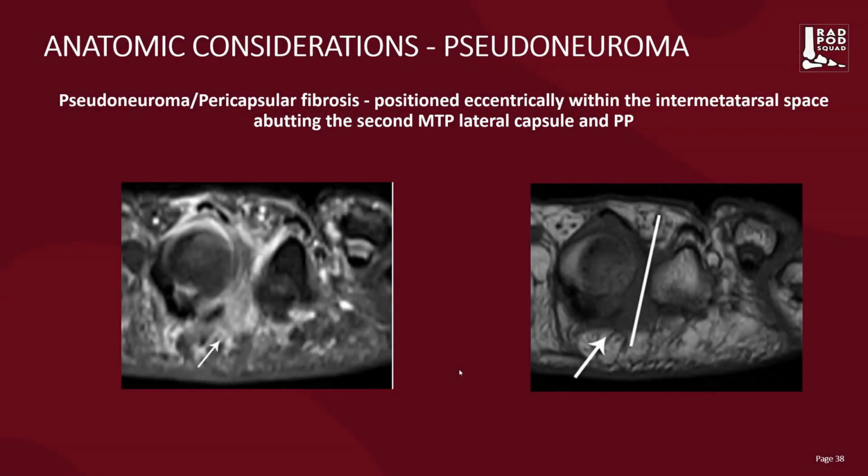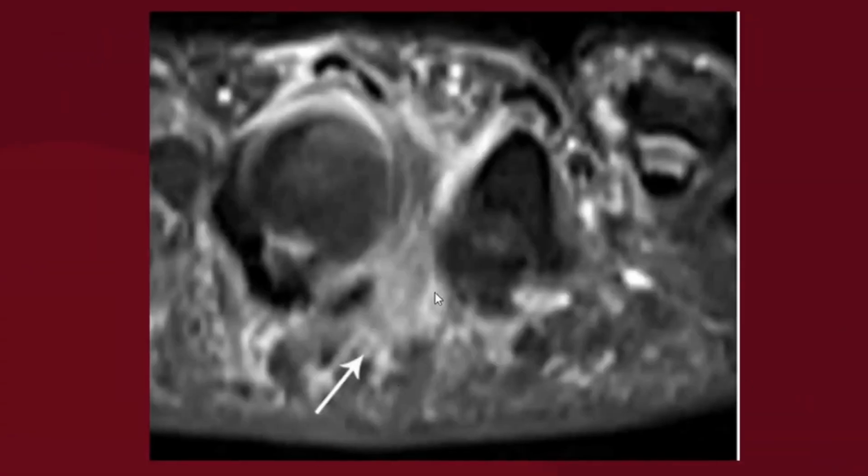Taking a look at anatomic considerations in pseudoneuromas, pseudoneuromas have been discovered to be associated with plantar plate tears, and this is where you have pericapsular fibrosis that is associated eccentrically with the plantar capsule. So in this case seen here, we can see this enlargement of the nerve and the pericapsular fibrosis or inflammatory change that's lying closer to the joint capsule and seen here contiguous with the plantar plate tear itself.